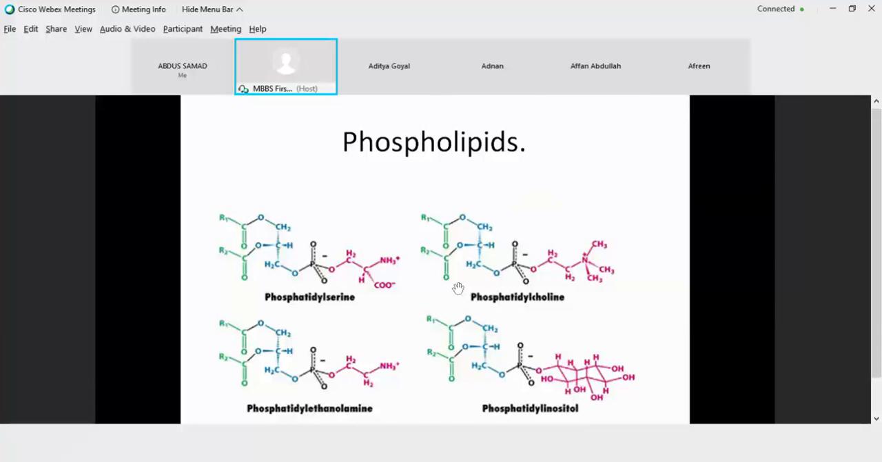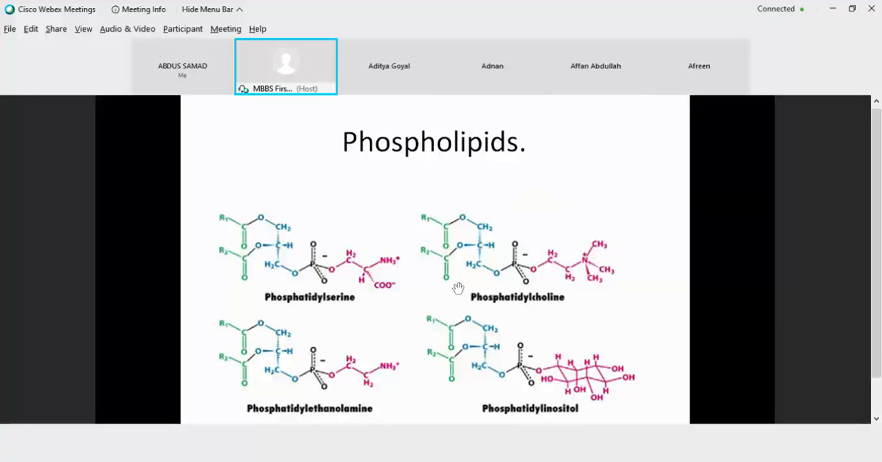In the first structure, it is serine. Serine forms a bond with the phosphate group, so it becomes phosphatidylserine. Again, to the same phosphatidic acid, if choline is attached, it becomes phosphatidylcholine. If inositol is attached, which is a hexameric structure, then it forms phosphatidylinositol. So it's only the alcohol that is changing, and that gives you variable phospholipids.